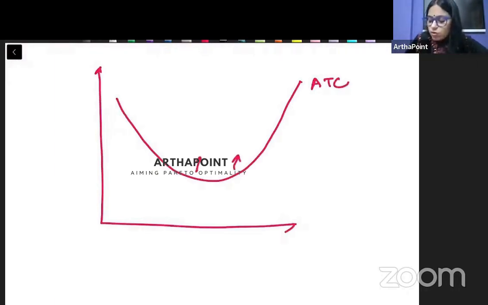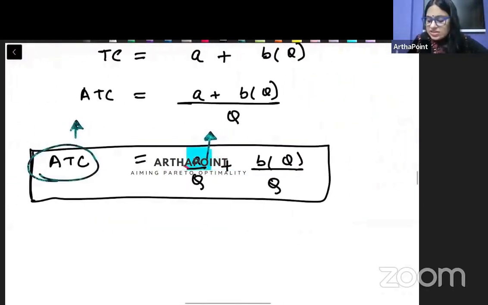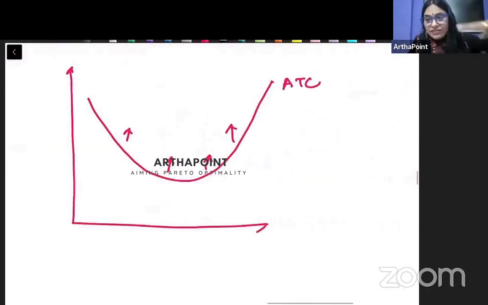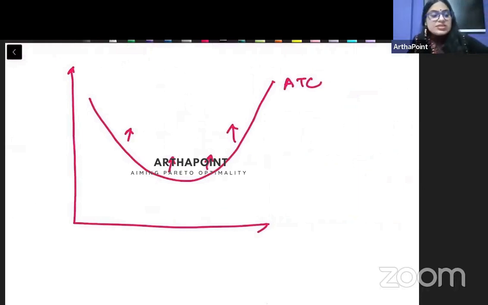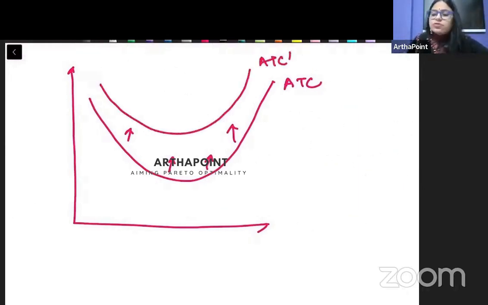When will this shift upward? When this ATC increases. When is ATC increasing? When A is increasing, ATC is increasing. It's coming in the numerator. So when my A increases, my ATC will increase. When my ATC increases, the average total cost curve will shift upwards.